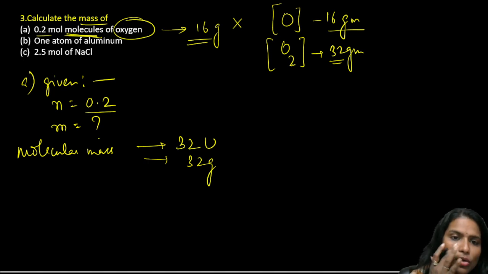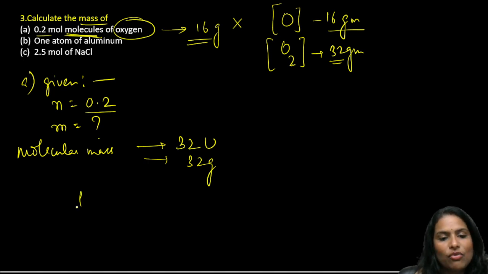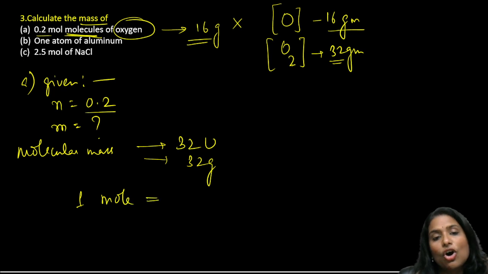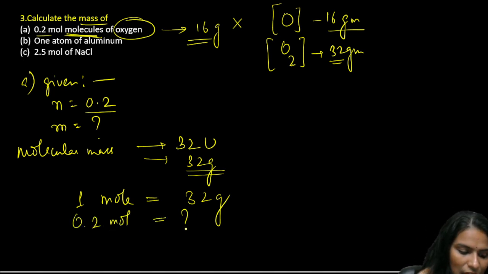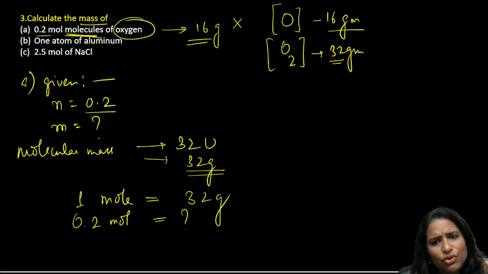Now if 1 mole of oxygen is having how many grams? 32 grams. So 0.2 mole molecules of oxygen will have how much? We can do this with the unitary method also. There is no confusion in that. You can do it with this set of questions also, okay, right?